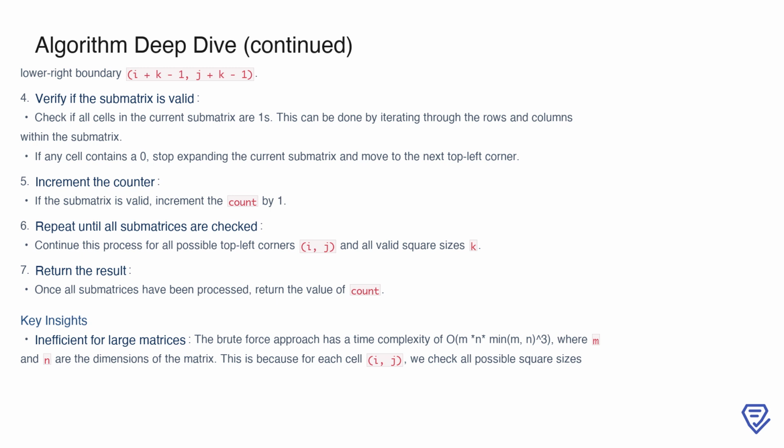If any cell is found to be 0, we stop expanding the square from this particular top left corner. However, if all cells within the square are ones, we increment our counter by 1 to include this valid square. This process is repeated for all possible square sizes k and for all top left corners within the matrix. Finally, after evaluating every possible square, we return the total count of valid submatrices.